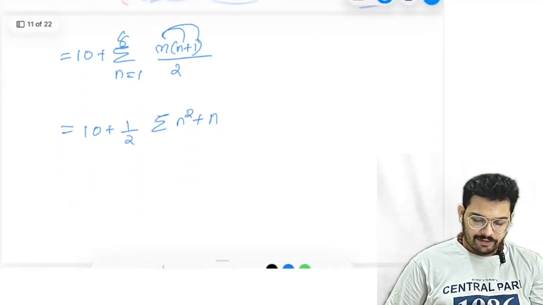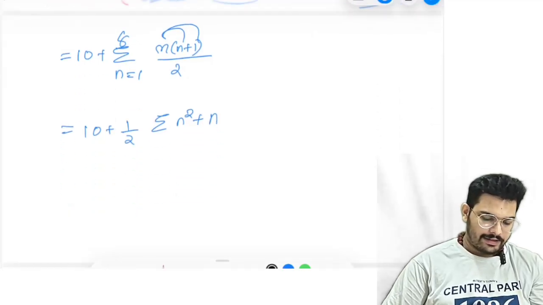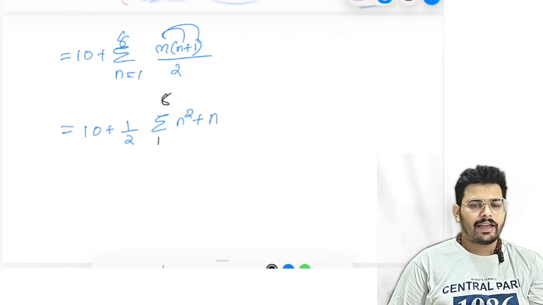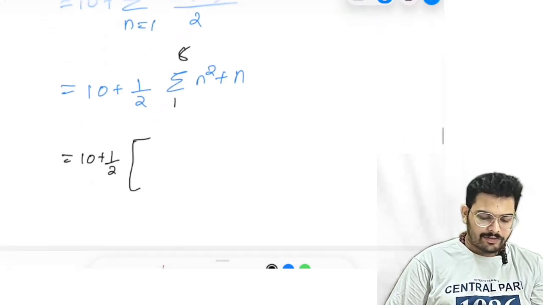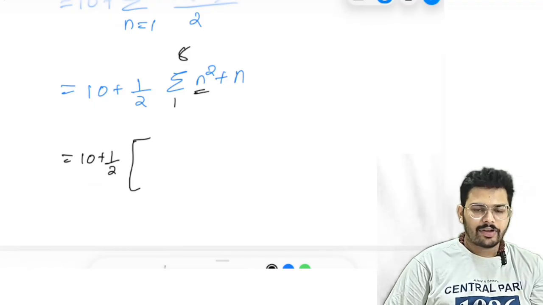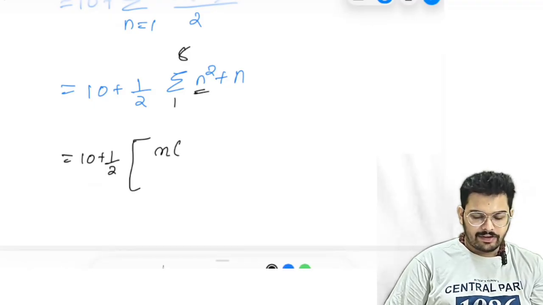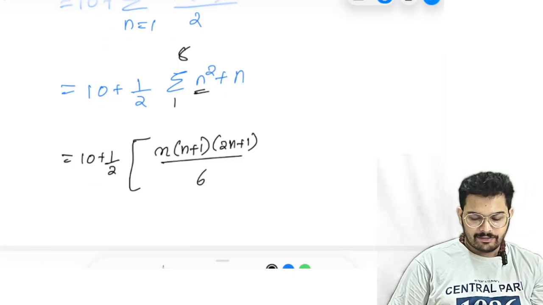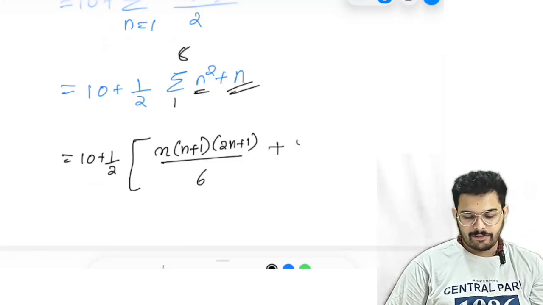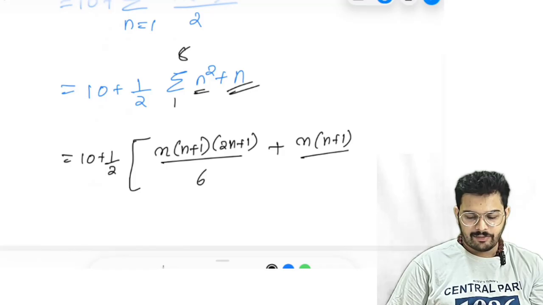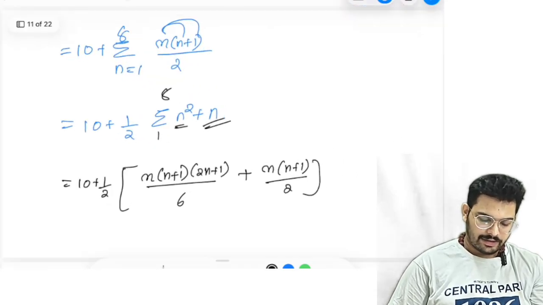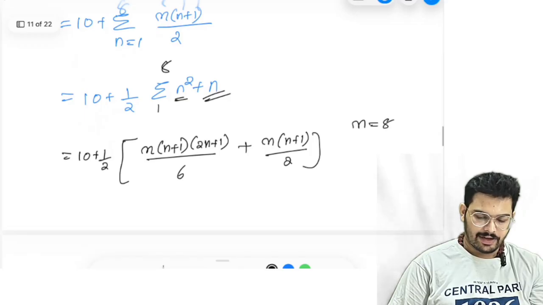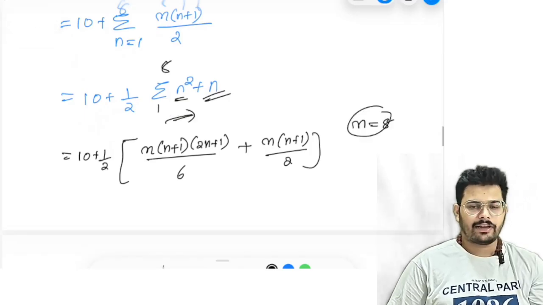Now in the next step, we will evaluate this sigma expression from 1 to 8. So this will be 10 plus half into, this is the sum of squares of n natural numbers. The sum of squares of n natural numbers will be n into n plus 1 into 2n plus 1, the whole divided by 6, plus the sum of n natural numbers, which is n into n plus 1 divided by 2. Here we need to find till 8, so we will be putting n equal to 8. We have a total of 8 terms over here.